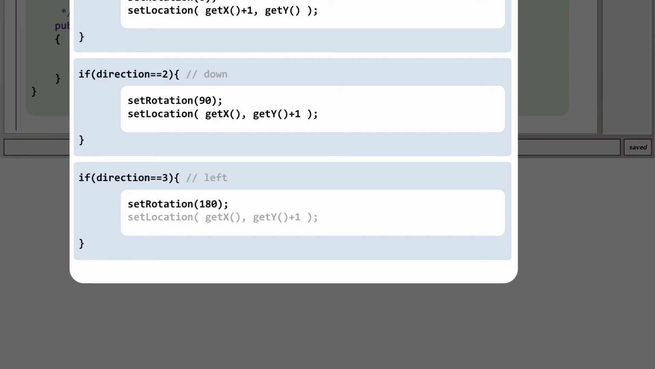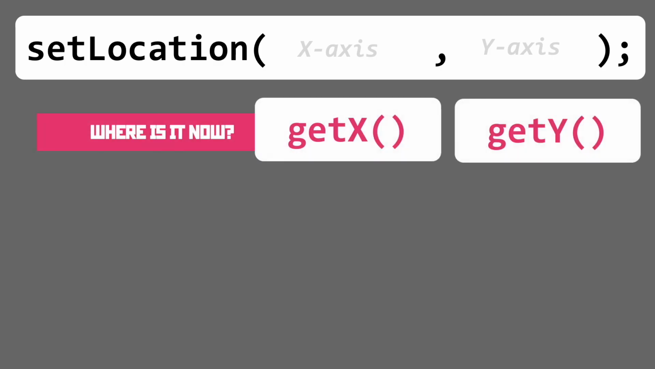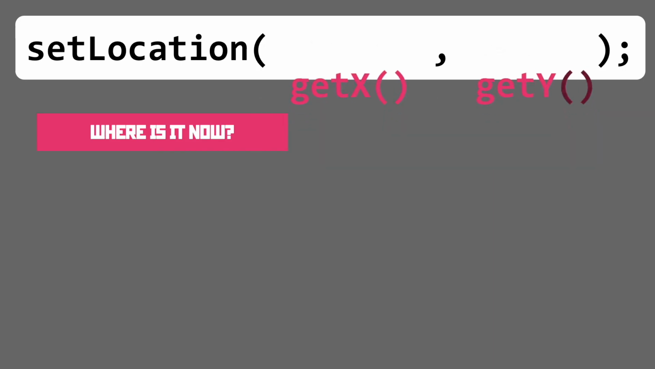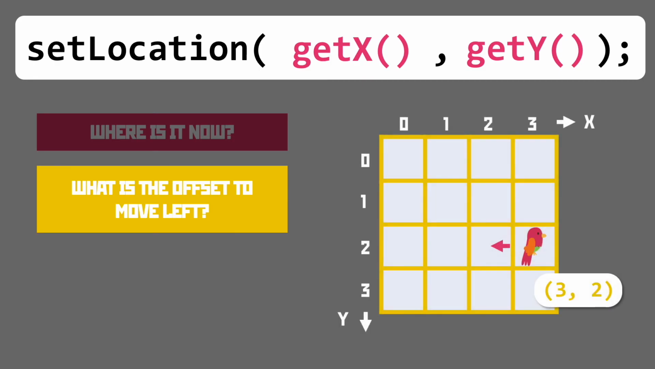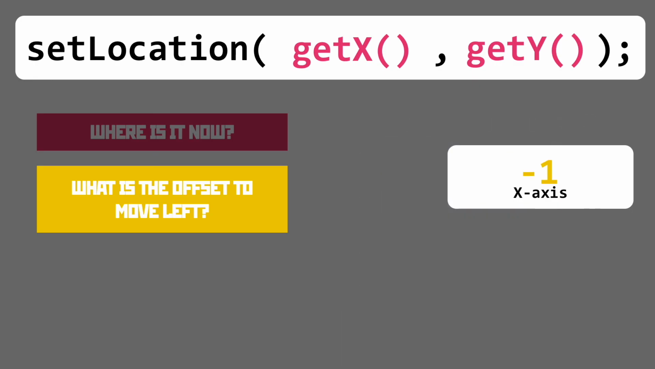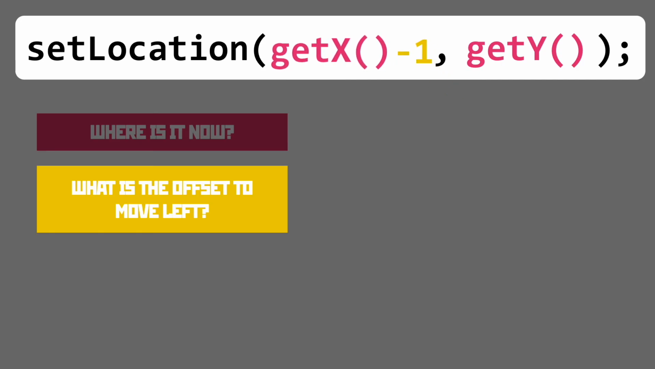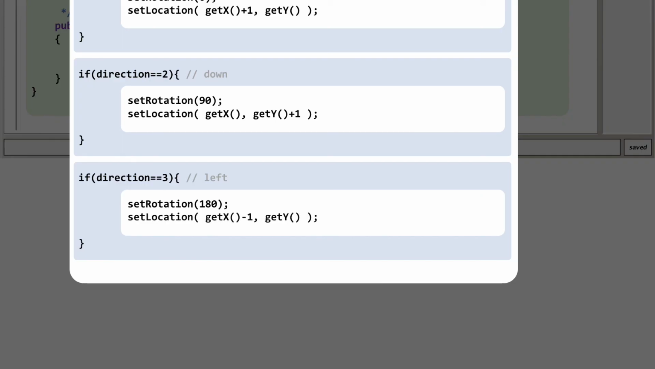Last but not least is to adjust our set location line for moving to the left. Again, we know all this stuff now, get X and get Y will get the location of our parrot in the X and Y axis. But the interesting thing is always the offset. Oh, look at this beautiful animation. The parrot is gracefully moving from 3-2 and landing in 2-2. The change is in the x-axis, and it's reducing it by 1. This means that the offset, minus 1, gets put on the left-hand argument of the set location function. So, in it goes, and boom, we're done.